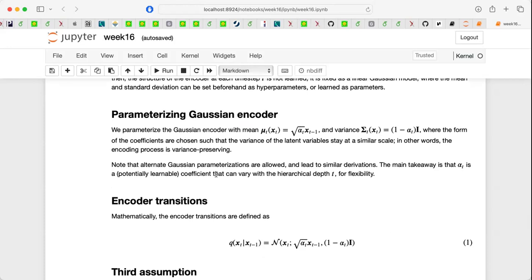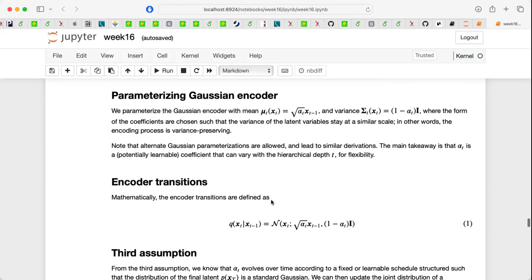There are tons of variations of this. What I'm setting up here is just a type of approach which is going to allow us to perform calculations, but there are actually many modifications to this parameterization of the Gaussians. The main takeaway is that this alpha of t is a learnable coefficient that can vary with the hierarchical depth t, so that gives us some flexibility in the training here.